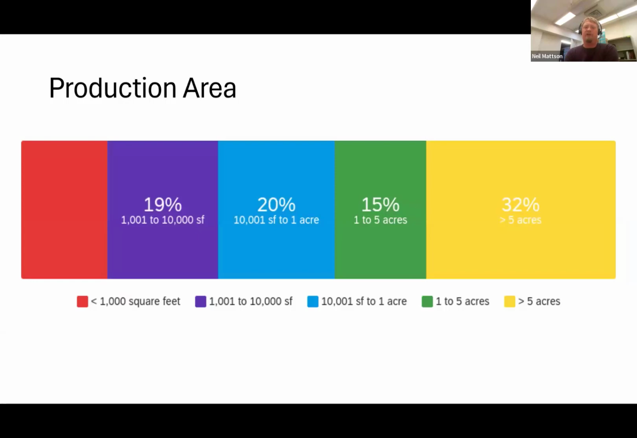In terms of the production area, the largest number of respondents fit into a larger category, so more than 5 acres of production area was by 32%. Then 20% were in the 10,000 square feet up to 1 acre, which I guess is 43,600 square feet. 19% were on that small end, less than 10,000 square feet, and then 15% were in that medium size category of 1 to 5 acres.